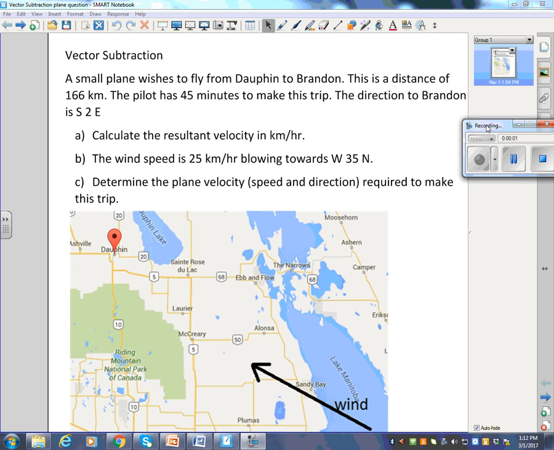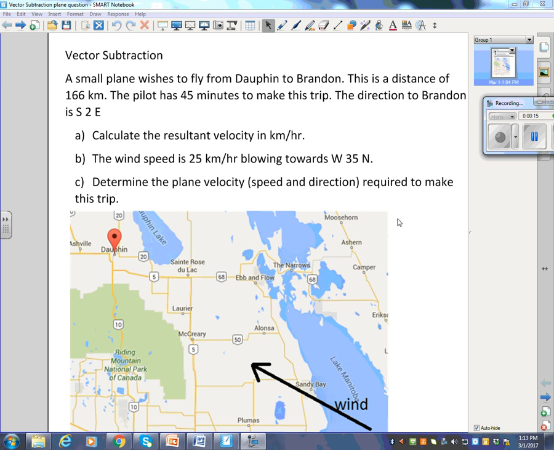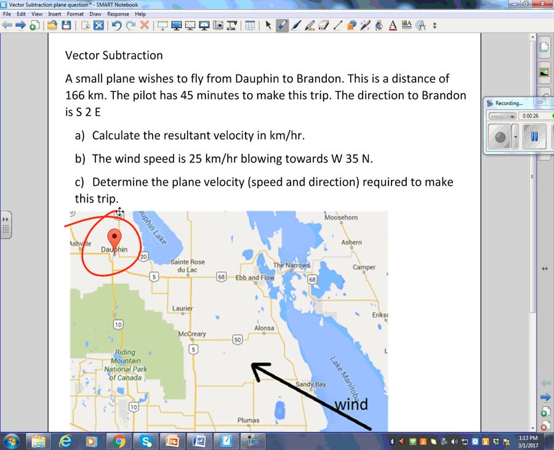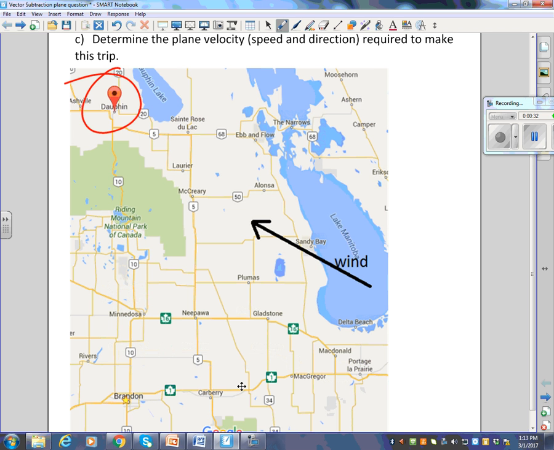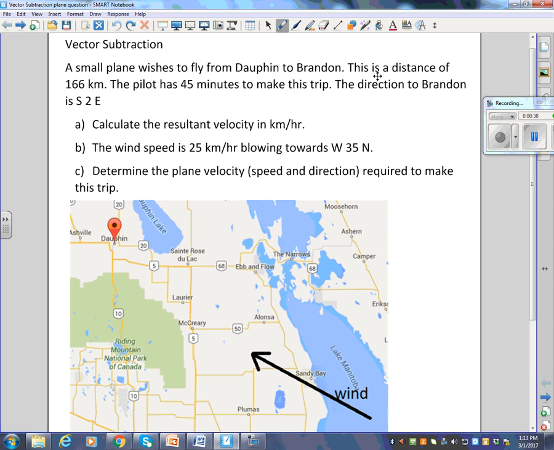This is about as real as it gets, because here we have an area of the world that many of you are familiar with. Good old Dauphin to Brandon. You've never seen that before? No? Okay. Well, maybe many of you don't look at maps. A small plane wishes to fly from Dauphin to Brandon. There's the city of Sunshine right there, and we're flying down to Brandon, right there. Pretty much straight south. This is a distance of 166 kilometers, and that is true. I looked it up.